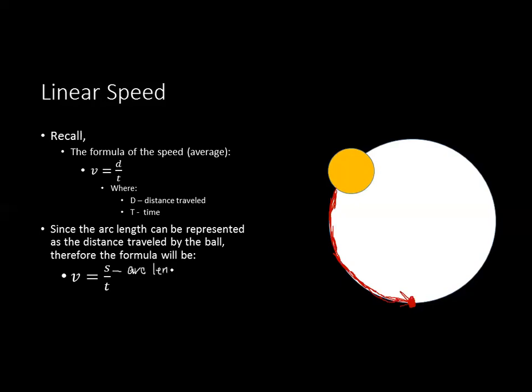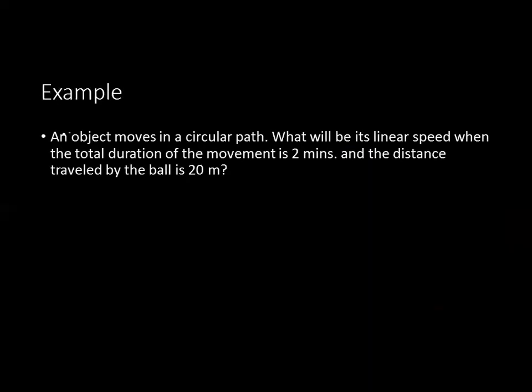If you forgot what arc length is, I suggest you go back to my video that I uploaded, which is Trigonometry, Angles and Angle Measures, Length of a Circular Arc. It's just a one-part video, because it's easy to discuss. Now let's have some examples. This is actually a ball, not just an object. A ball moves in a circular path. What will be its linear speed when the total duration of the movement is 2 minutes and the distance traveled by the ball is 20 meters?